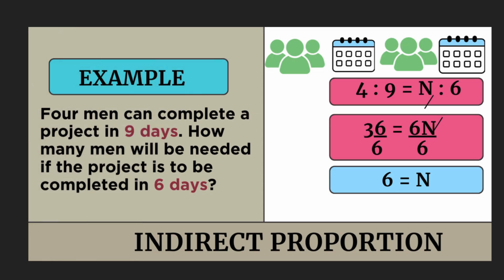Here's an example. Four men can complete a project in 9 days. How many men will be needed if the project is to be completed in 6 days? So here is how many men. We know that 4 is to 9, and here is the unknown we need to figure out, that is to 6.